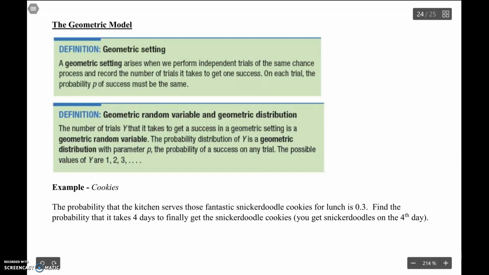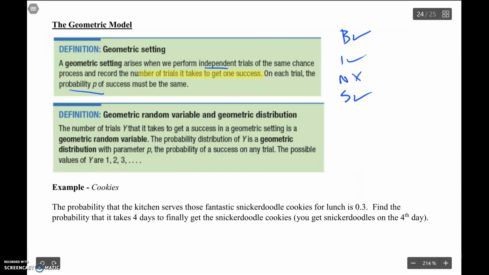A geometric setting arises when we perform independent trials of the same chance process and record the number of trials it takes to get one success, to get your first success. On each trial, the probability p of success must be the same. So if we were checking our conditions: binary, success or failure, it's good. Independent, we've got to have independent trials, good. Same probability of success, that's good.